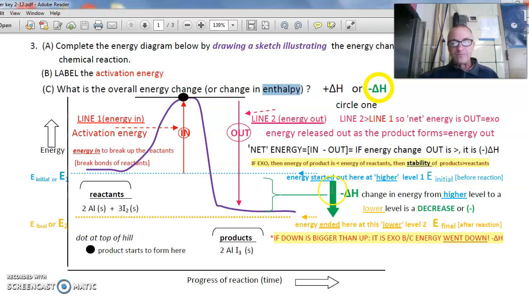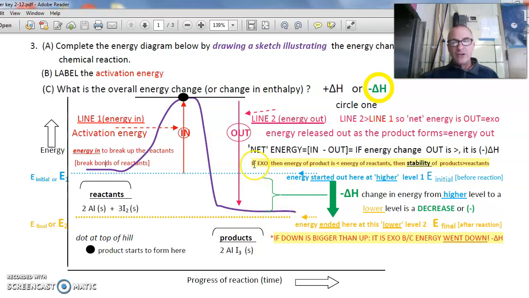So how do we know if it's exo? One way is the reactants are above the products. Here's my reactants right here. Here's my products right here. The reactants are above the products. So energy dropped. It was lowered to get to the products. That meant energy had to be released.